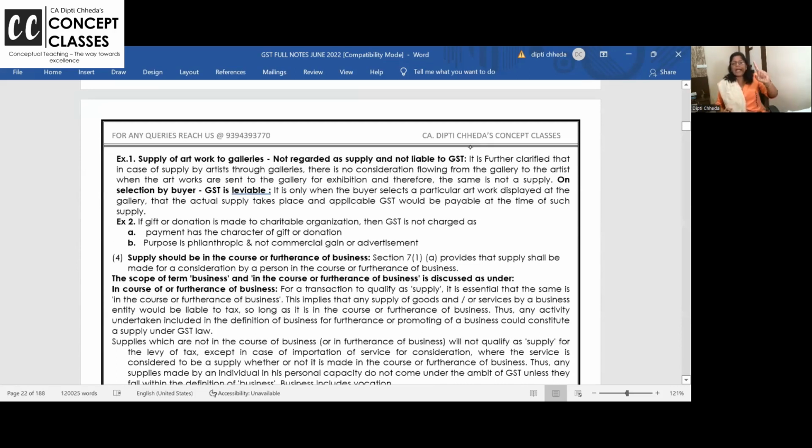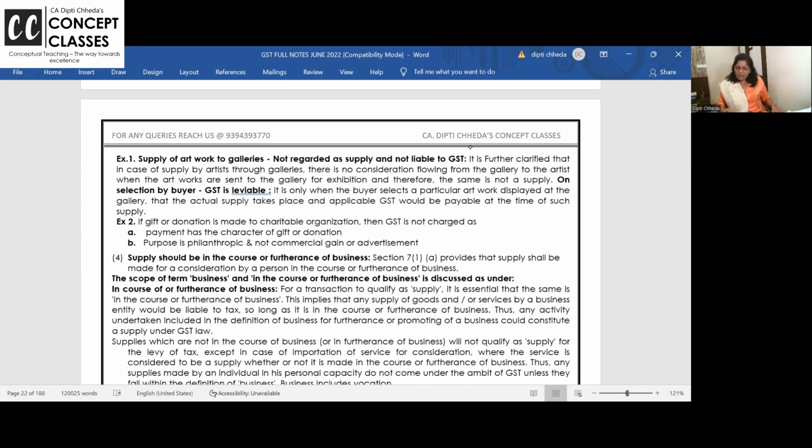So supply has to be for consideration and it has to be in furtherance of business. It should be for business, only then GST will be charged. There is no GST on personal supply. Exception is there: supply of artwork to galleries. This example keeps coming up, I've taken it from the material only. So when a painter supplies his artwork to the gallery, is GST charged? No, because we don't know what the consideration is and how much money. But one painting is picked up and the gallery people send that money to the painter. Now, is this a supply? Yes. Is the consideration received? Yes. Is GST charged?